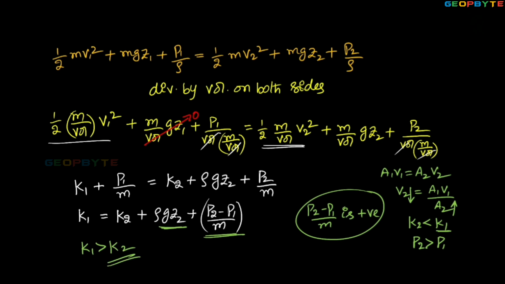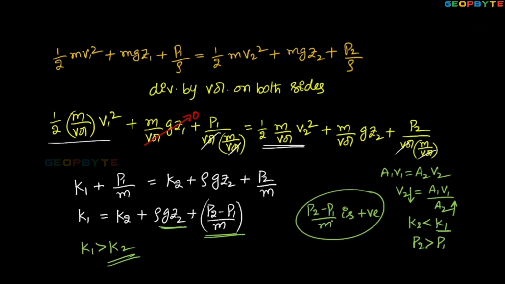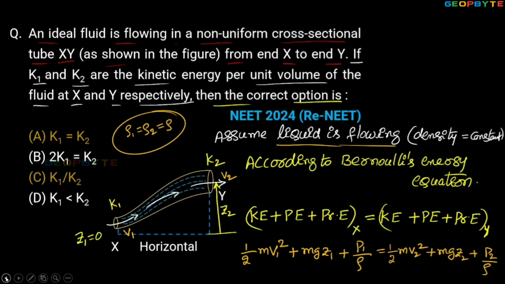By the time the liquid is flowing through the pipe, velocity decreases. Velocity decreases means kinetic energy decreases. The drop of kinetic energy is converted to pressure energy. Therefore, P2 is more than P1. P2 minus P1 by m is a positive quantity, added to rho g Z2. That is more than rho g Z2. Then K1 equals K2 plus more than rho g Z2. That means we can say that K1 is more than K2. Look at the options. K1 is more than K2.